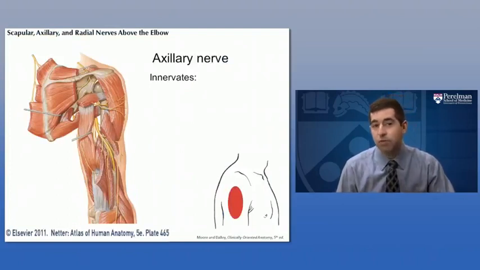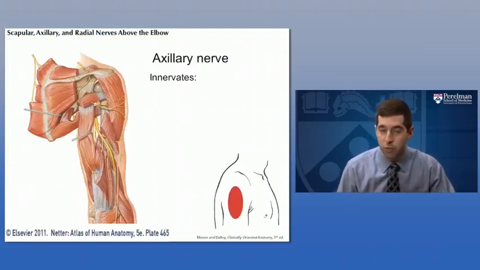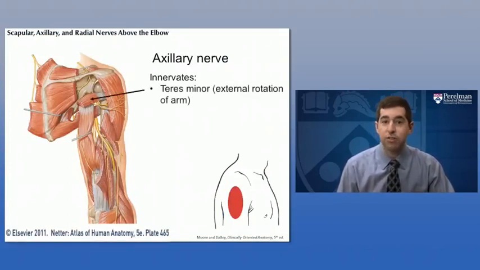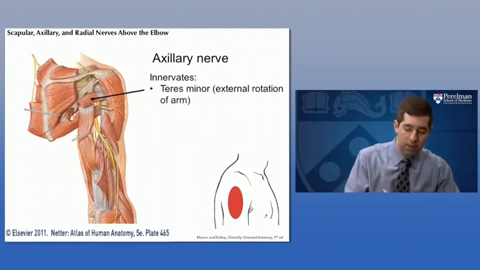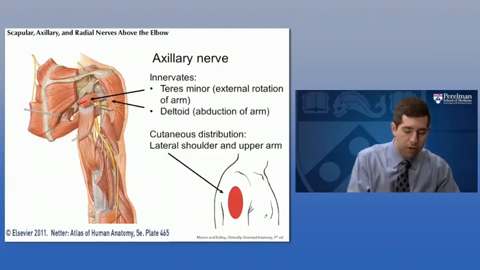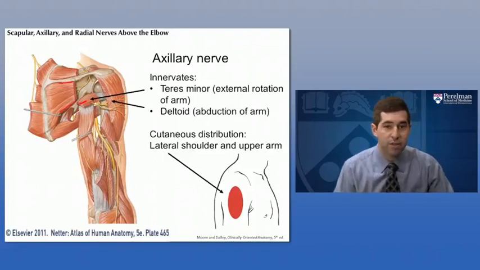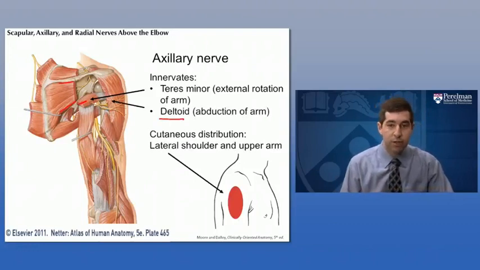Remember, the axillary nerve really only innervates two muscles. It is one of those main five branches that come off the end of the brachial plexus, but the only two muscles that it innervates are going to be the teres minor, which is one of our major external rotators of the arm, although not the only one. Remember that while we have the teres minor here, we also have the infraspinatus helping with external rotation. And we have the deltoid. Now the deltoid is our main abductor of the arm.